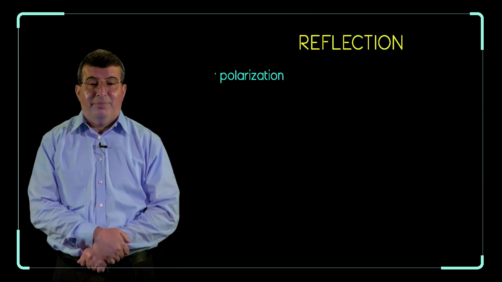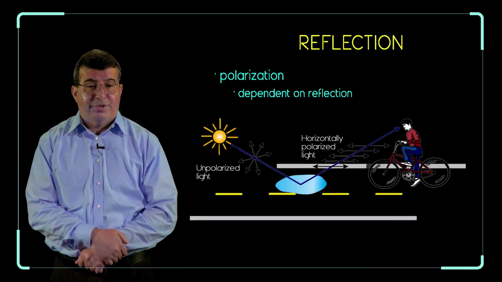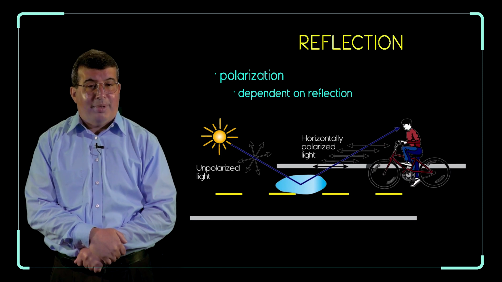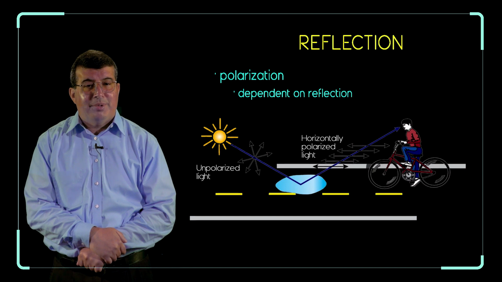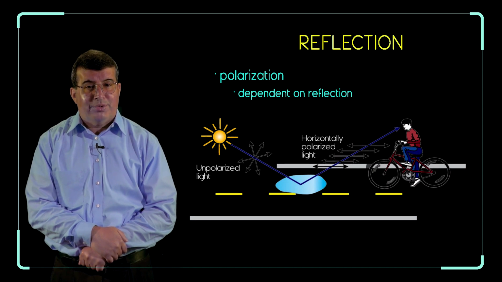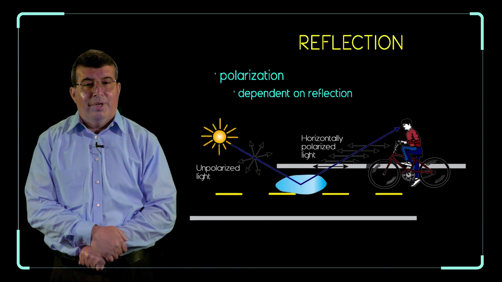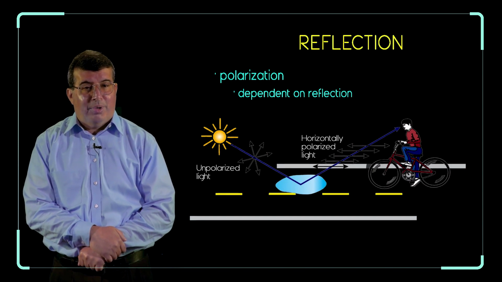So reflection can affect the color of light. It can also affect the polarization of light, which explains why we wear polarized sunglasses. Here we see light from the sun reflecting off of a puddle on the surface of the road into the eye of a bicyclist. Now, the light from the sun is unpolarized, but the light from the puddle is horizontally polarized, and that is because the surface of the puddle is also horizontal. So a horizontal puddle will reflect light that is horizontally polarized.